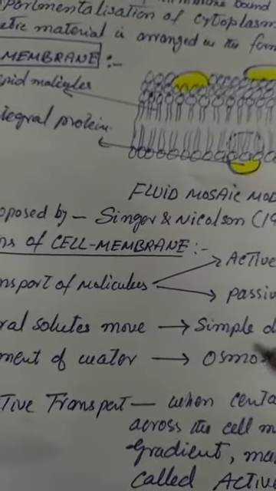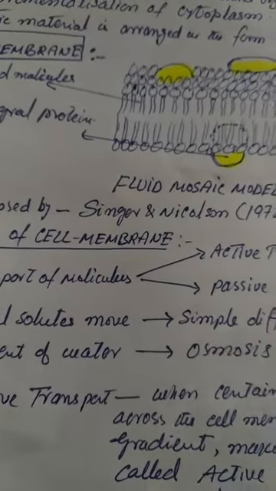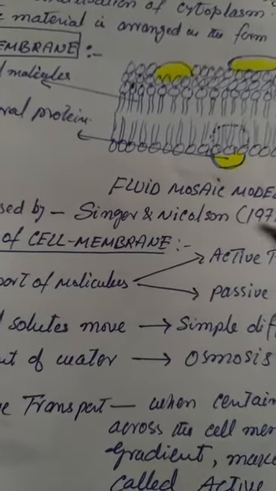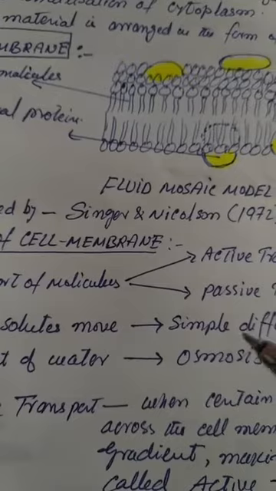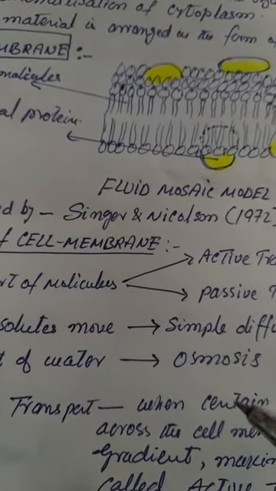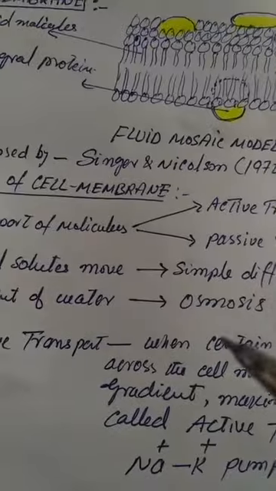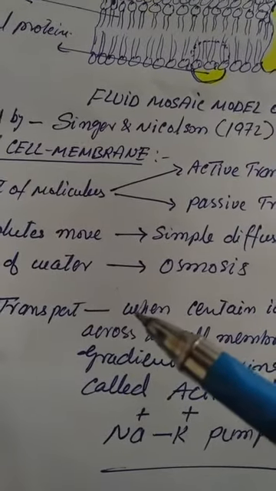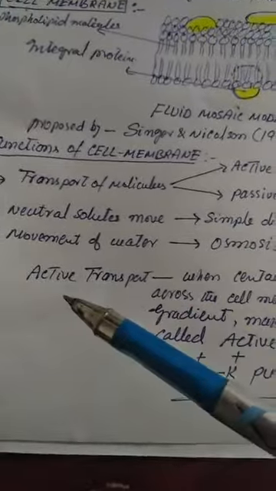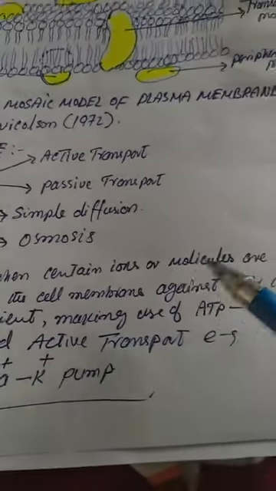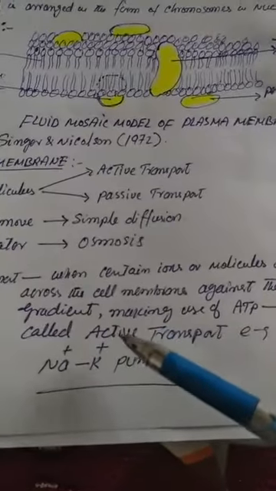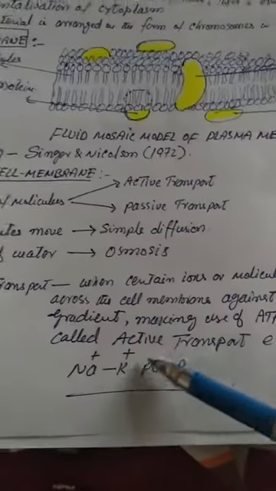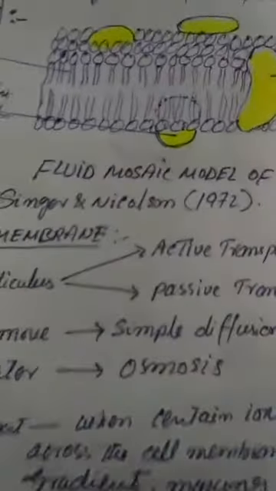Now the polar molecules follow facilitated diffusion, which requires a carrier protein to pass through the non-polar lipid layer. A few ions or molecules are transported across the membrane against their concentration gradient by making use of ATP, and this type of transport is known as active transport. That is, when certain ions or molecules are transported across the cell membrane against the concentration gradient making use of ATP, it is called active transport. For example, the sodium potassium pump in the cell membrane.